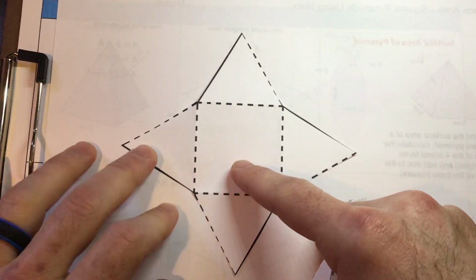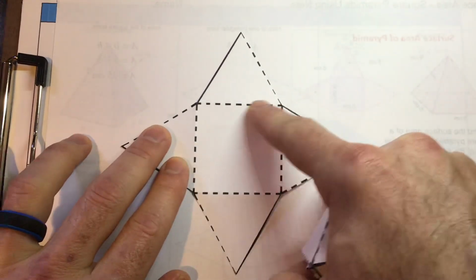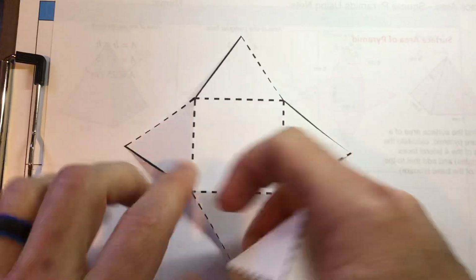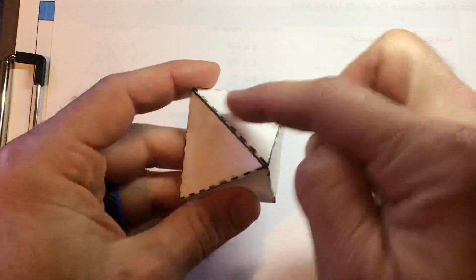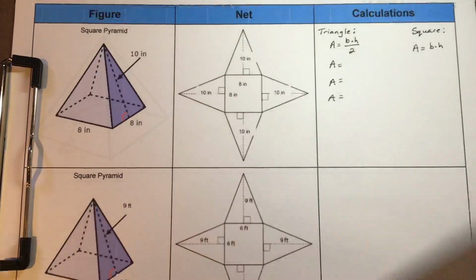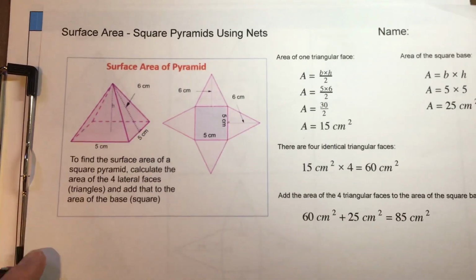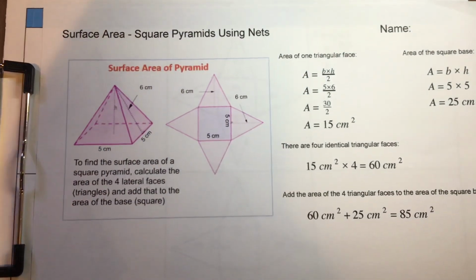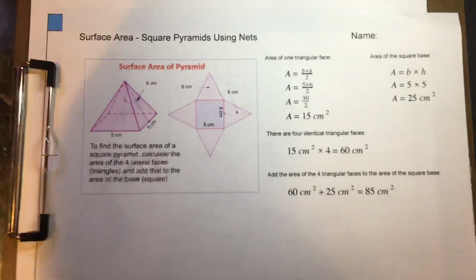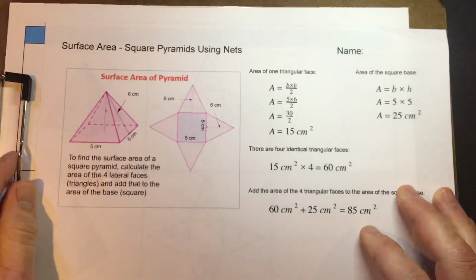For a square pyramid, we have a square base and then four triangles that make up the remaining faces. We call those the lateral faces. So again, you have the square base and then the four triangles that make up the lateral faces. To find the surface area, all we're going to do is find the area of each of those four triangles, and then add that to the area of the square base.